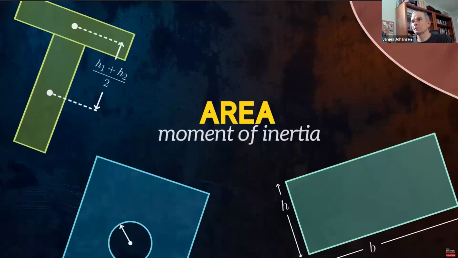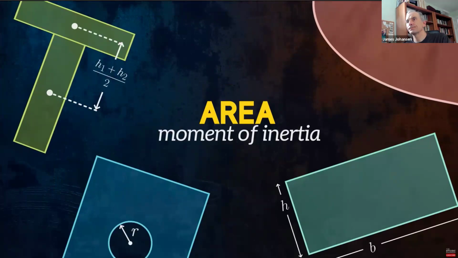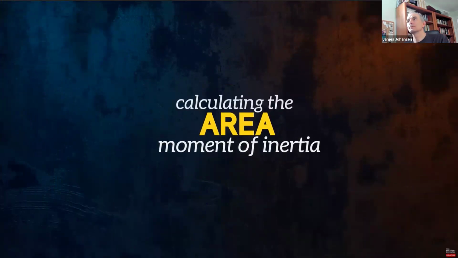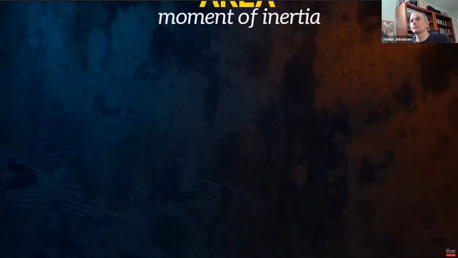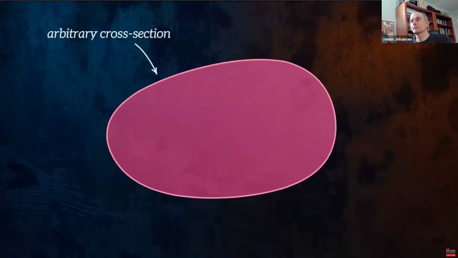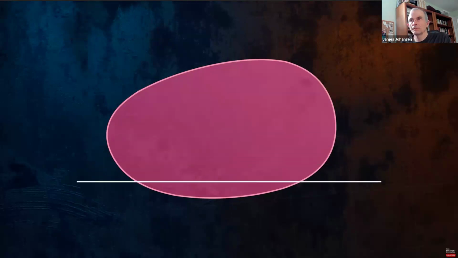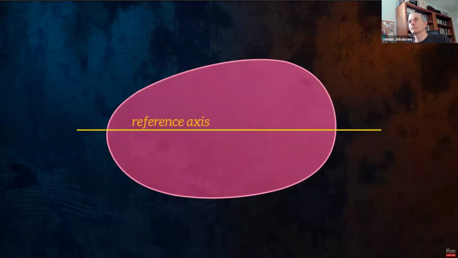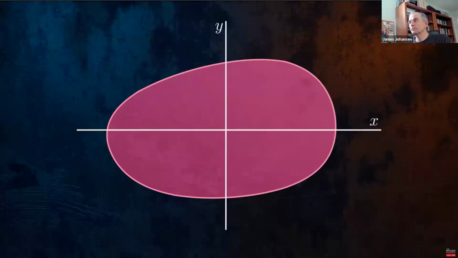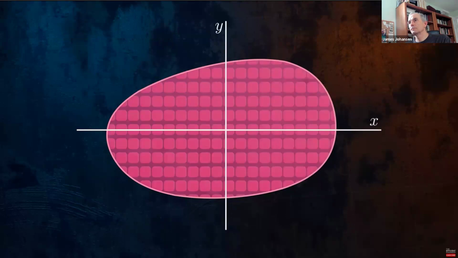In this video, we're going to take a detailed look at the area moment of inertia. Let's start by seeing how it can be calculated for an arbitrary cross-section like the one shown here. The first thing to note is that the area moment of inertia is not a unique property of a cross-section. It quantifies the resistance to bending about a particular axis, and so its value changes depending on where we place this reference axis. We can approximate the area moment of inertia of a cross-section by splitting it into small elements.